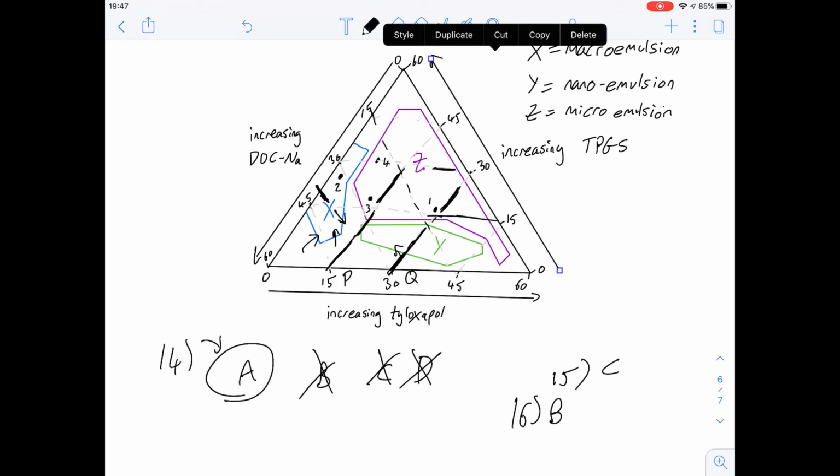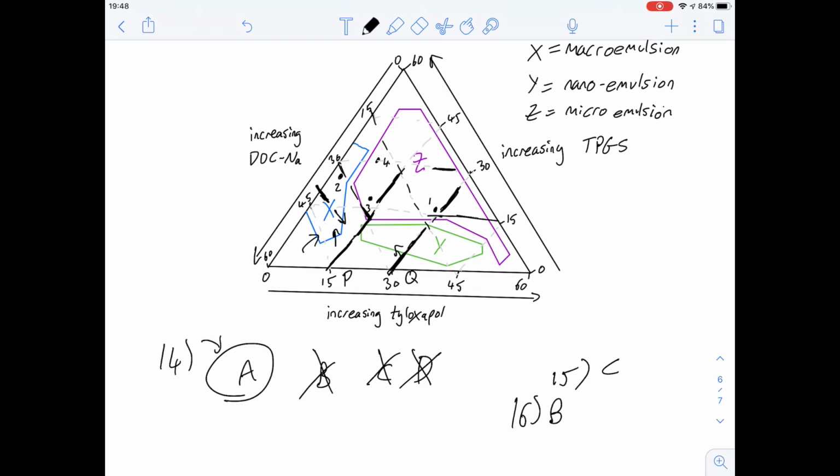Finally, we've got question 17, which is: which of the following is closest to the maximum proportion of DOCNA in the formulation that could form a microemulsion. So a microemulsion is group Z, and if we were to have a look at this line here, this is the 30% DOCNA line, and we can see that it roughly just touches the edge of the Z zone here, and that's going to be the microemulsion limit. So if it's going to be less than 30% DOCNA, then there's a chance it could be a microemulsion.